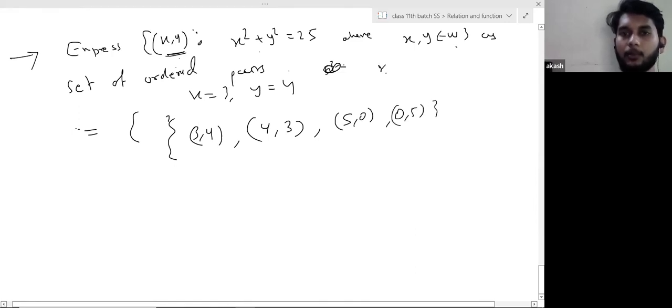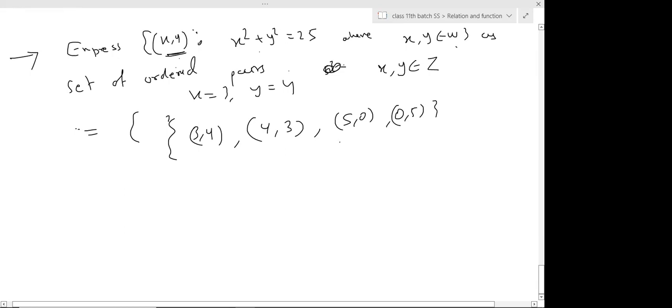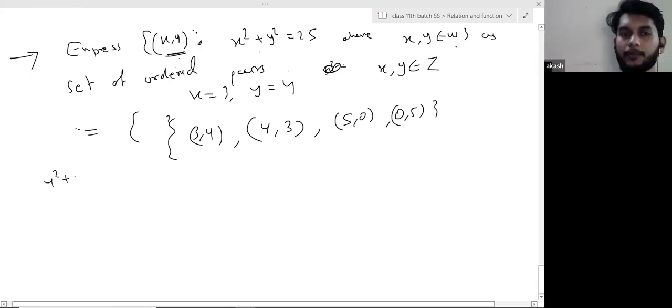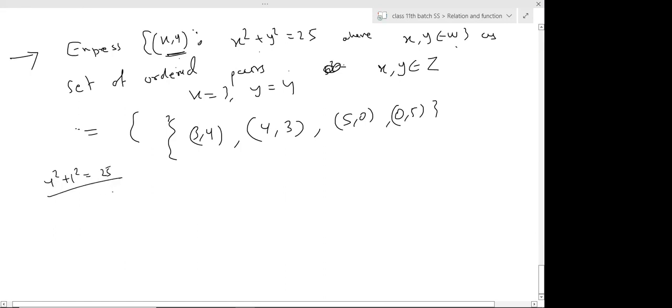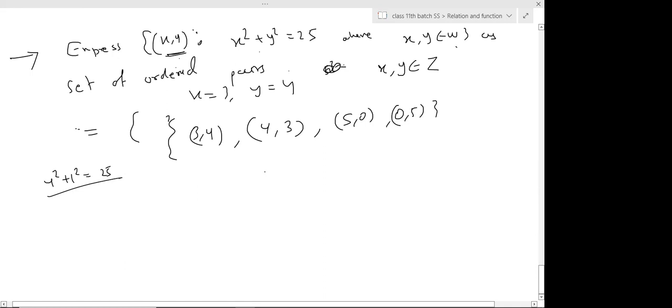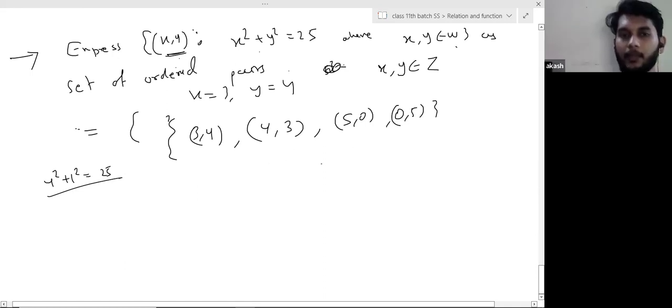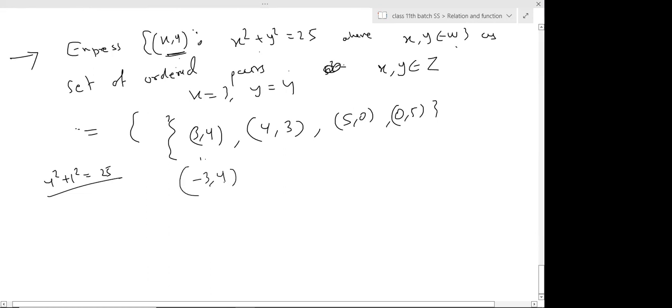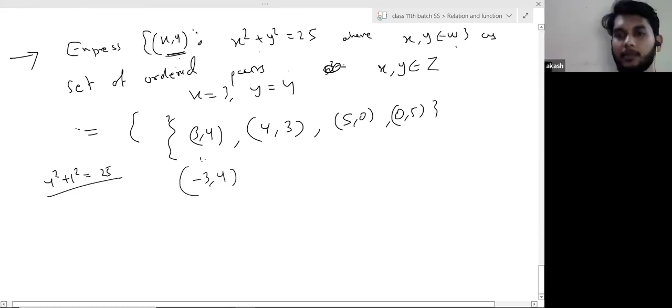Suppose I told you (x, y) belong to Z, where Z is integers. How many more elements would we have to add? Four more? (4, 1)? 4 square plus 1 square is not 25. No, I said 4 more elements. Which are the elements? (-3, -4). Absolutely right. And (-5, 0), all the combinations of that. In fact, not just 4 more: (-3, 4) also is an element. So you can count as many more as you have to add.